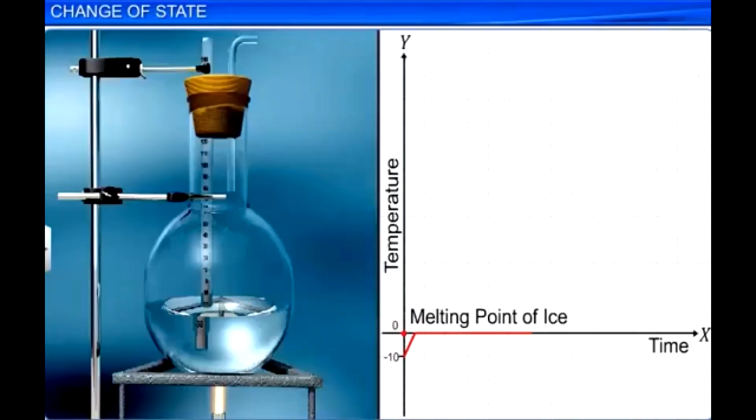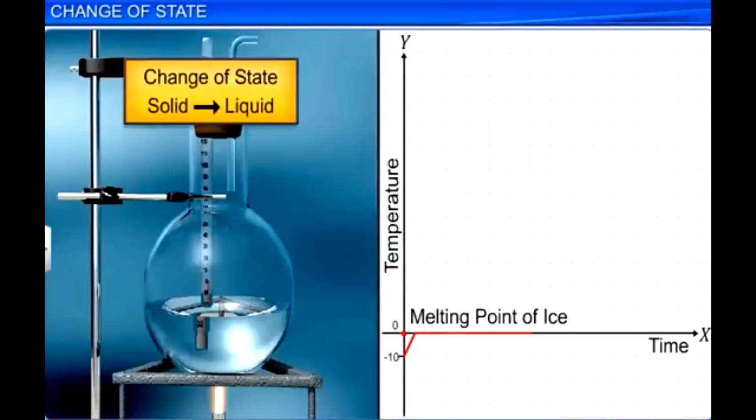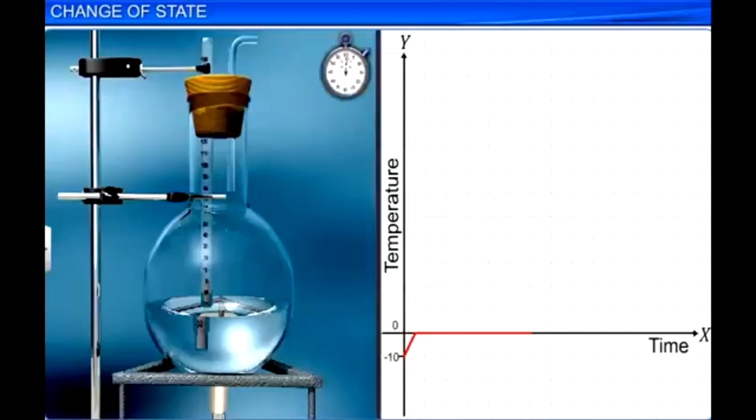The latent heat in the case of solid to liquid transition is called latent heat of fusion, denoted by LF. If we continue heating the water in the flask, its temperature starts rising again, and continues to rise to 100 degrees Celsius.